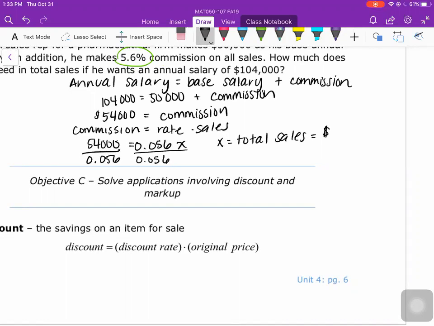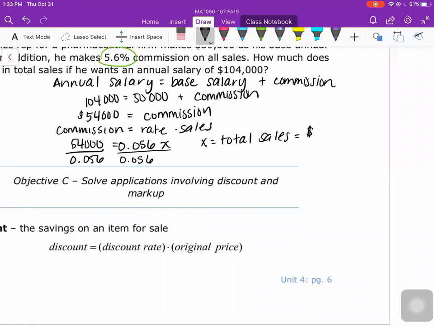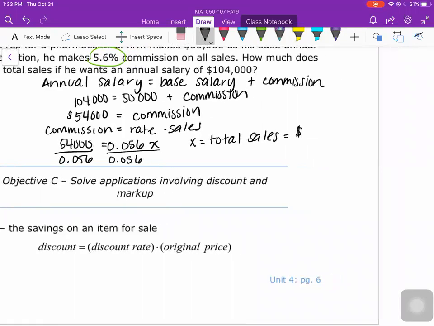What does he need in total sales? It was a big number. What is it? $964,285. All right. Does this seem reasonable?